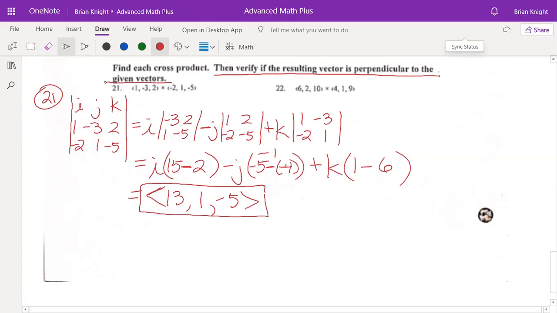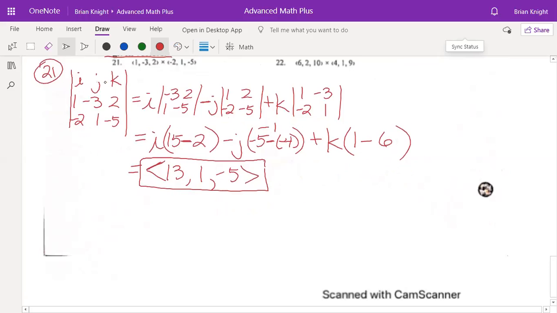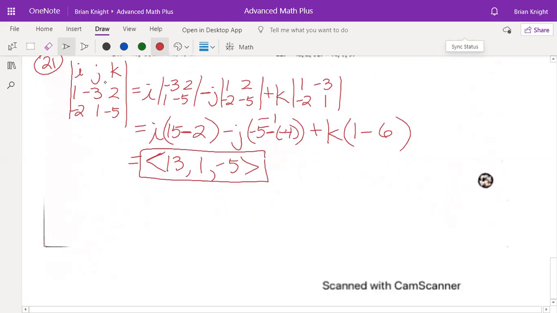Now, do not forget about that part of the problem. It says, then verify that the resulting vector is perpendicular. How do we know if they're perpendicular? The inner product has to be 0. So I'm going to come down here and find the inner product of my answer. We have to use the original vectors. We're doing the inner product of the new vector with the original vector. So 1, -3, and 2.